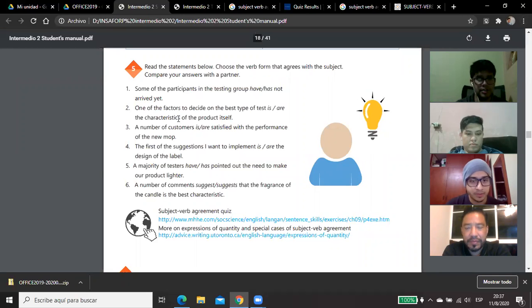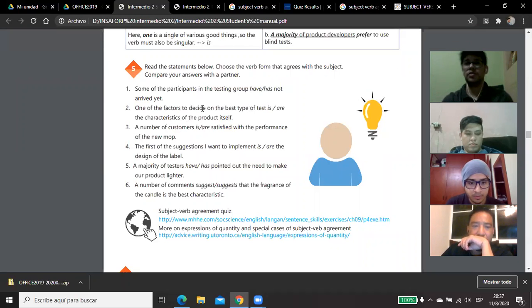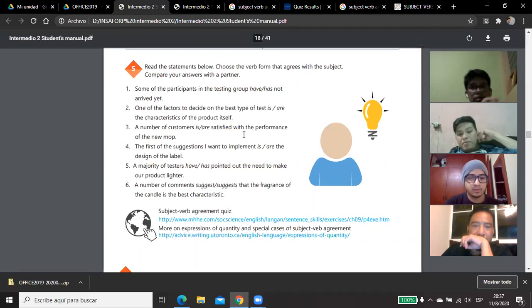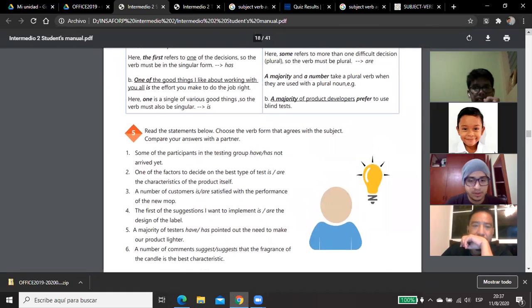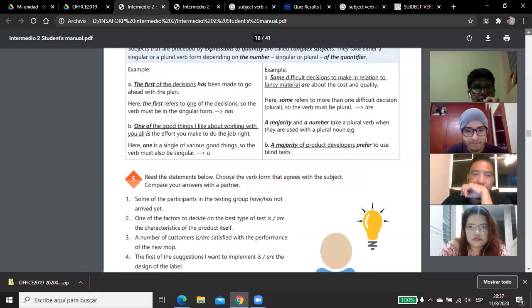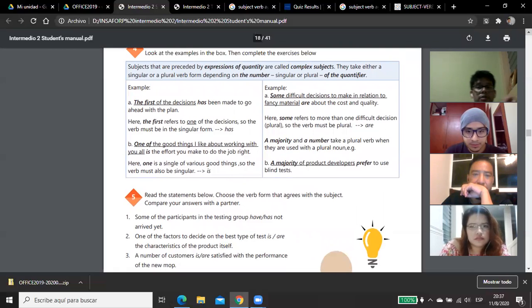Characteristics. All right, and how about this? One of the factors to decide, are we referring to the characteristics, or are we referring to one of the factors? What do you think? Let's check on the rule. It's okay. Well, you know, we're all learning here.